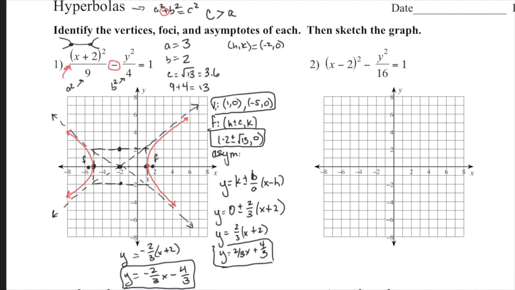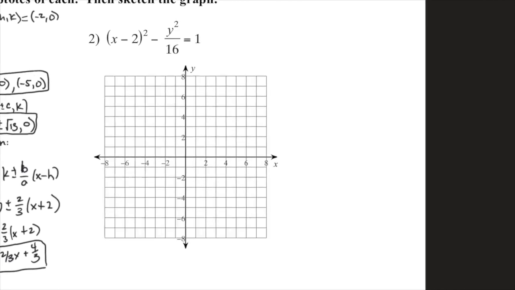Let's try number 2. Okay, this one, I'm going to go ahead and write this in. A is going to be 1. Well, here again, we have x over the a squared, and so that means my graph is going to be going left and right. This is called, sorry, not major, this is called the transverse axis. They don't call it the major axis because it's not always the longest. Transverse axis connects vertices. The other axis, the one that's going to go up and down here to create your box, is called the conjugate axis.